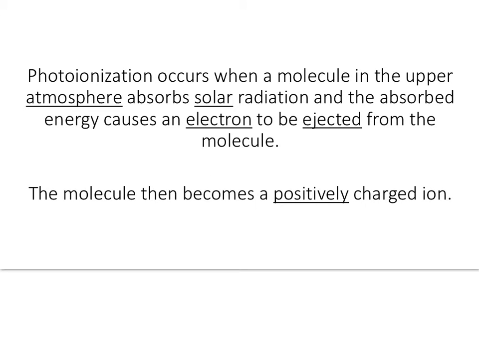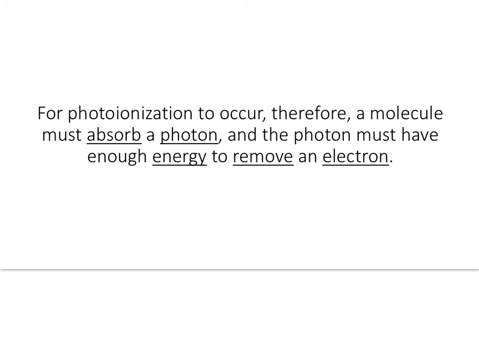It occurs when a molecule in the upper atmosphere absorbs enough solar radiation, commonly called sunlight, and that absorbed energy causes an electron to be ejected from the molecule, like it leaves the area. That then becomes a positively charged ion, and thus we use photoenergy to ionize an atom. For that to occur, a molecule must absorb a photon, and the photon must have enough energy to remove an electron, which should be kind of obvious. It has to absorb light, and it has to absorb enough light.